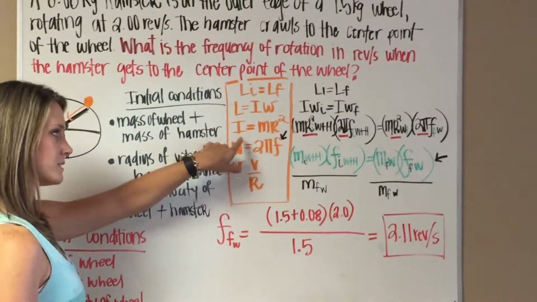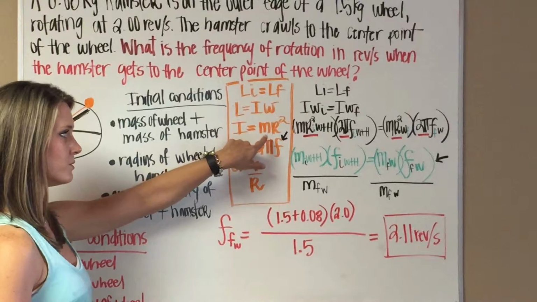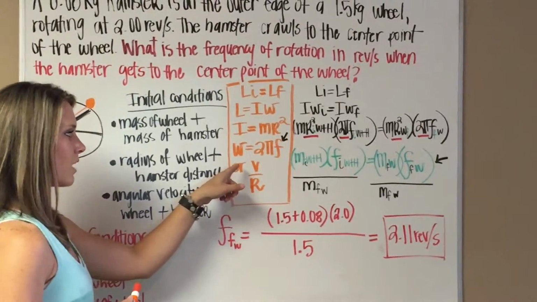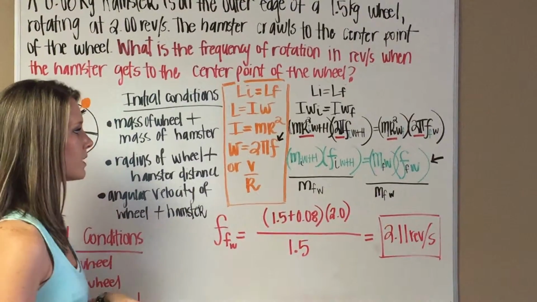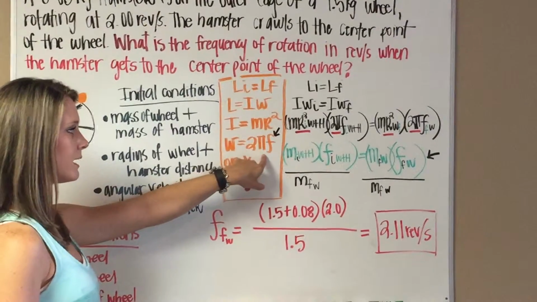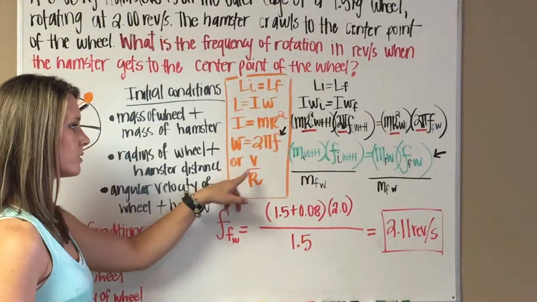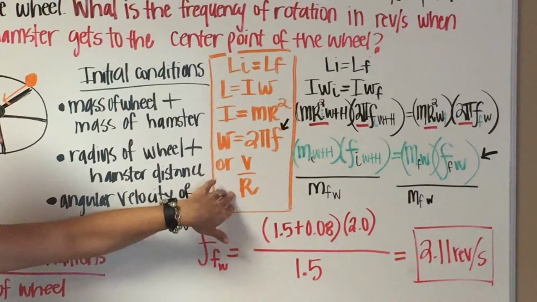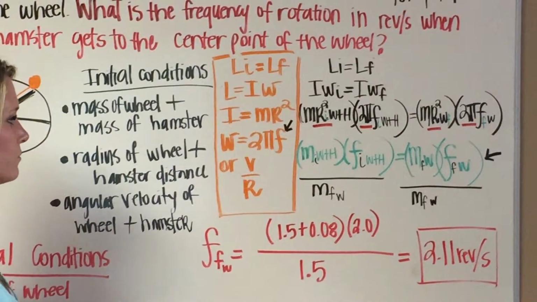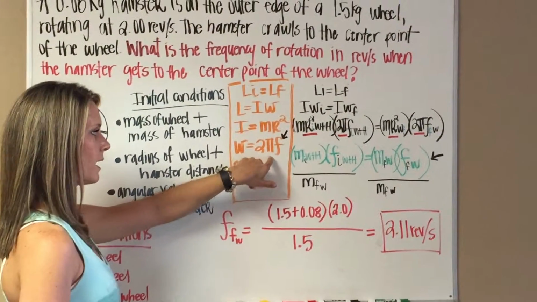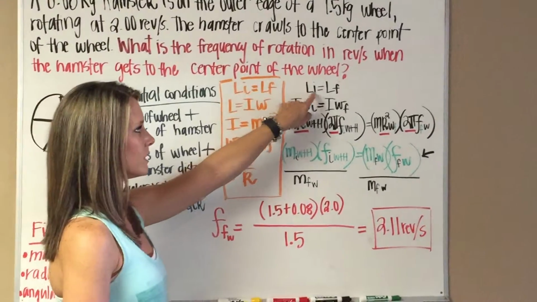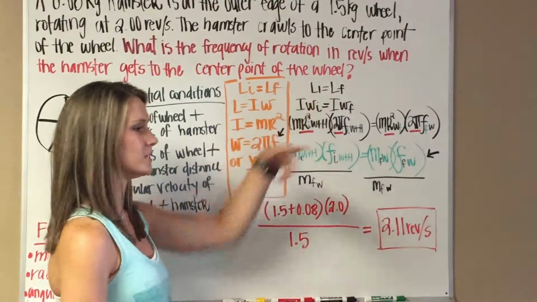We know that in this case, inertia is equal to the mass times the radius squared. And the angular velocity can be equal to a couple of things, 2 pi times the frequency, or the velocity over the radius. But this one is used for linear momentum, and that's not what we're looking for. So we're going to go with 2 pi times the frequency. So now we're just going to set our initial L equal to our final L, and then just plug in our formulas.